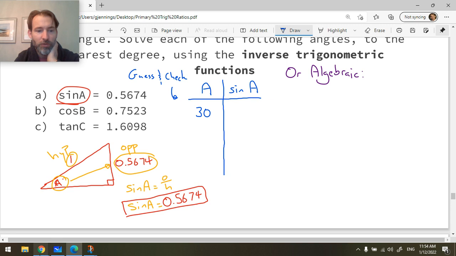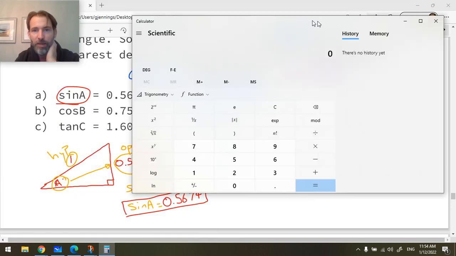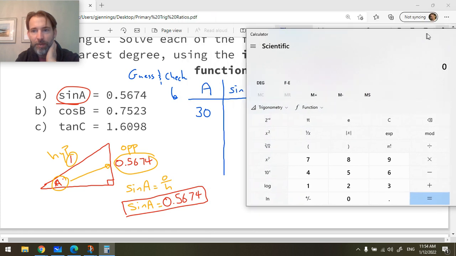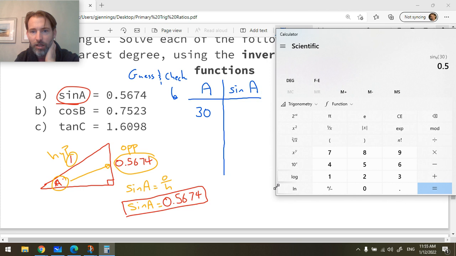So what you would do if you're using guess and check is open up the calculator that you closed for some reason and put it over here. You're going to type in 30 and take the sine of that. And then you're going to find that that's exactly 1/2. I already knew that was going to be really close to this value. So the value of sine A in this case is 0.5.